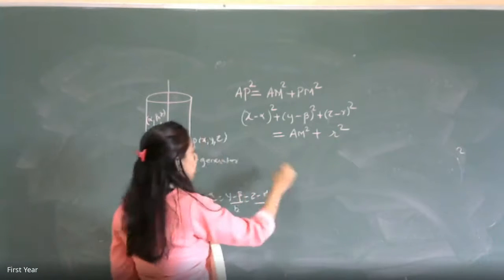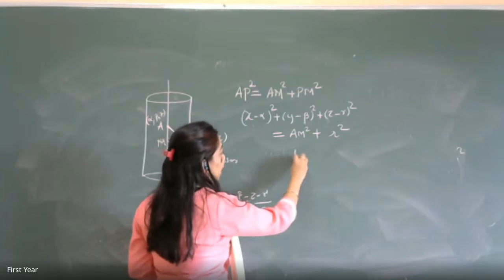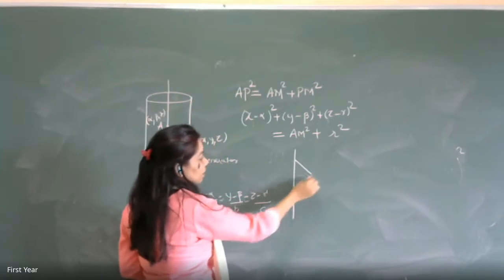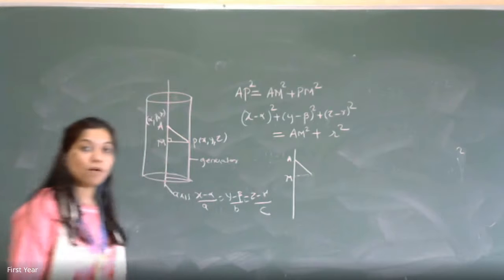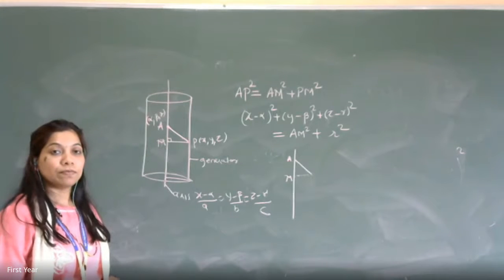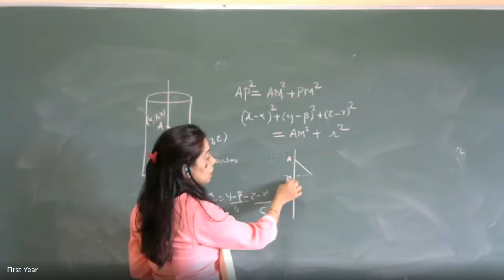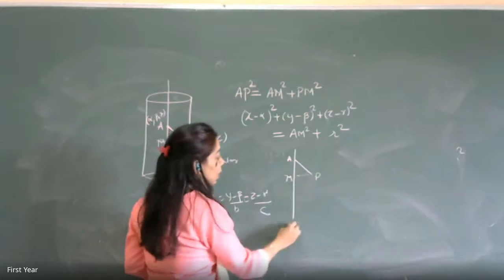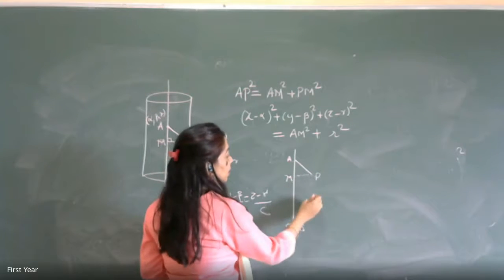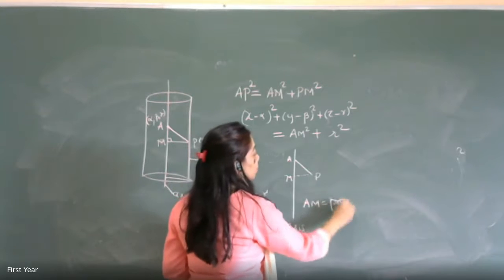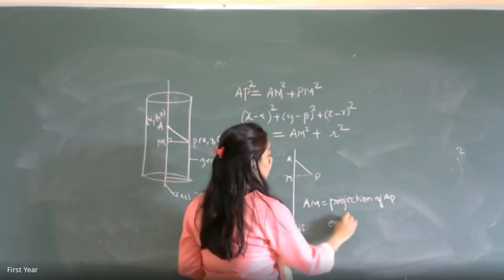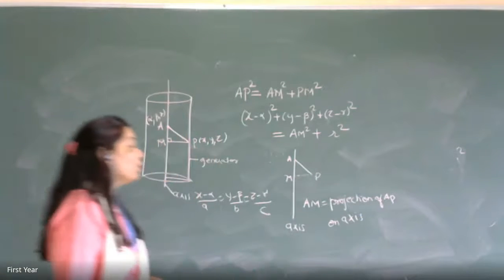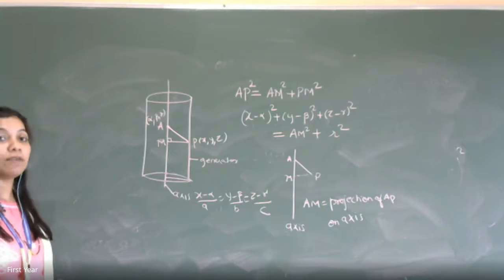So this is our axis, and this is AP. If I project this point P on this axis, I get AM. Can you see it? All the students? Yes, ma'am. Okay, so AM is nothing but the projection of AP on the axis, and that's why I should know how to get the projection of AP. That's why the advanced level activity.